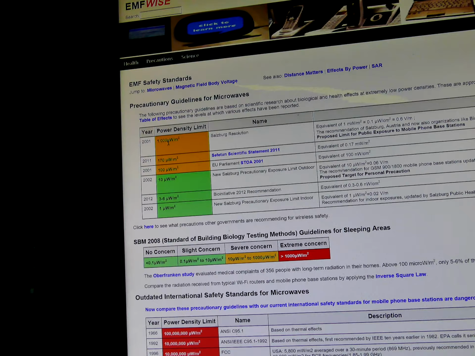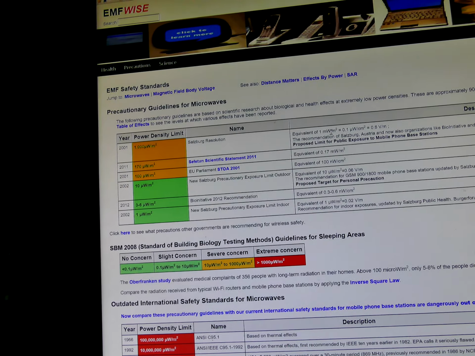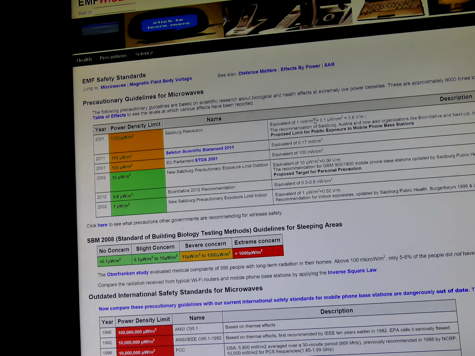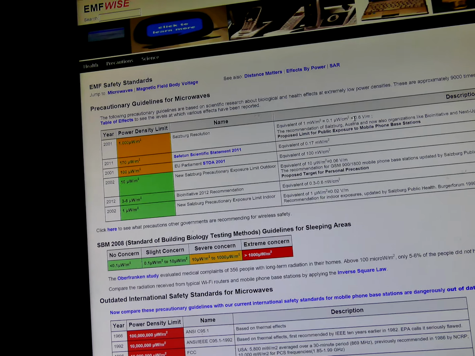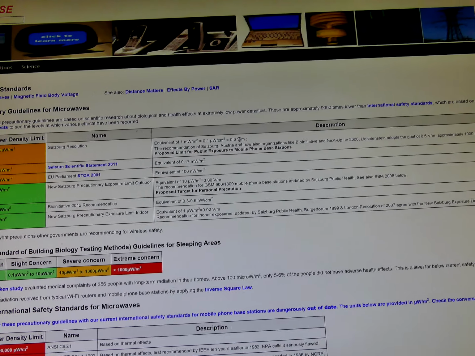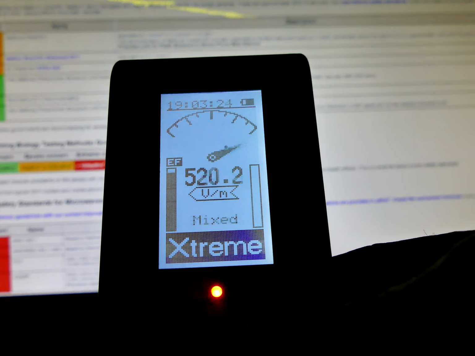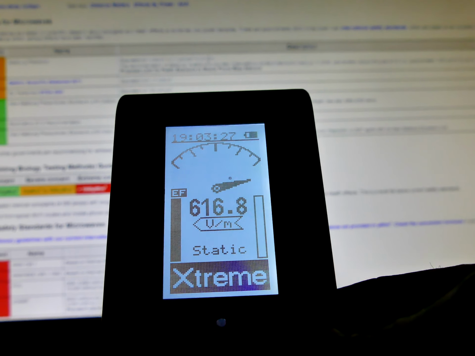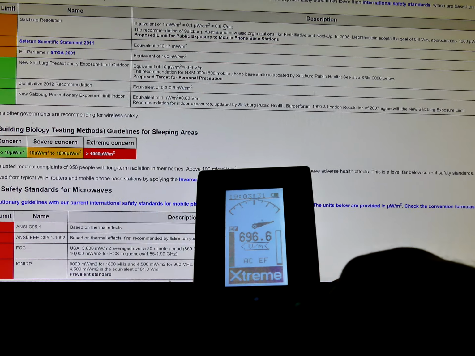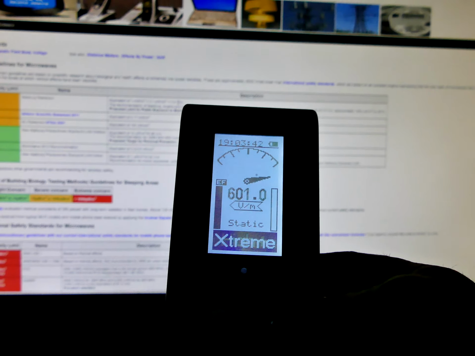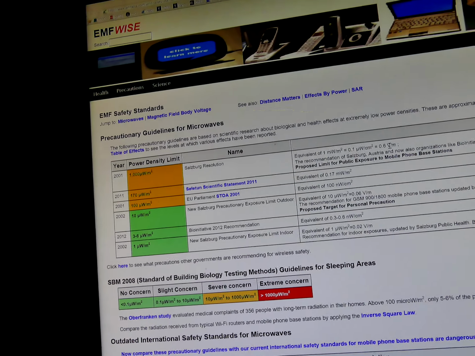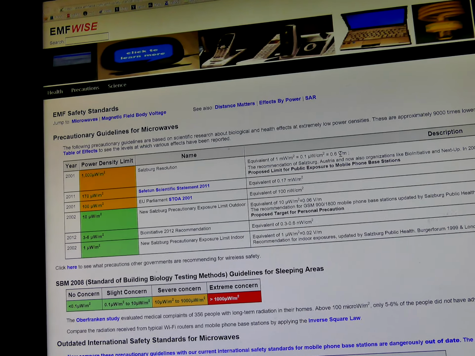Safety standard is 1,000 microwatts, which is equivalent to 1 milliwatt per meter squared. So the equivalent of that is 0.6 volts per meter. So I want to show you something. First of all, here's our volts per meter. 0.6 is the safety standard. You can see how it depreciates from the distance. Okay, so we know what our standard is. 1 milliwatt per meter squared is the standard.